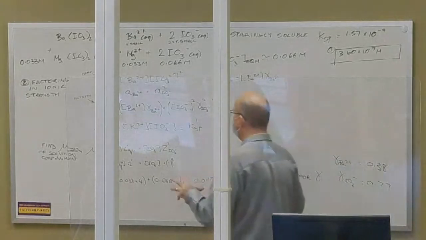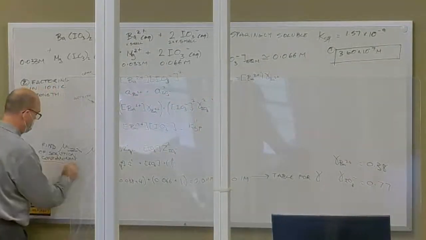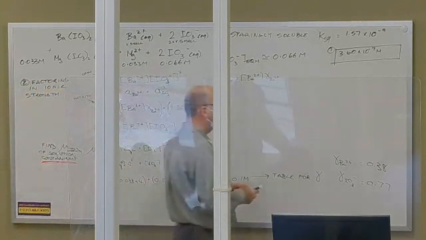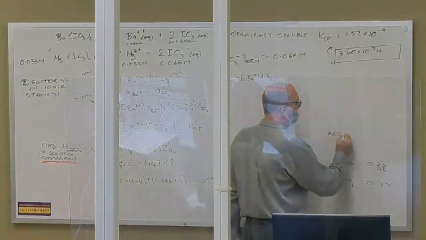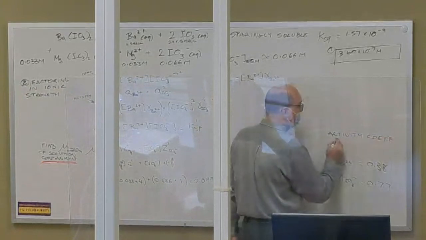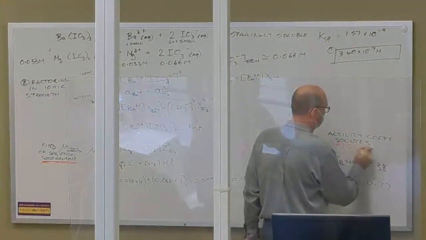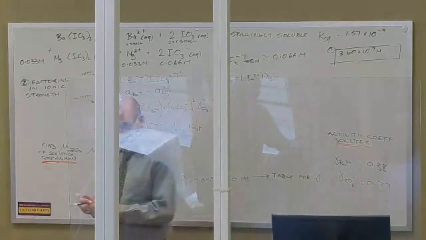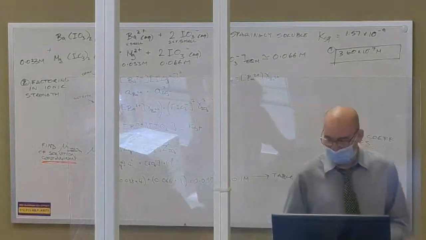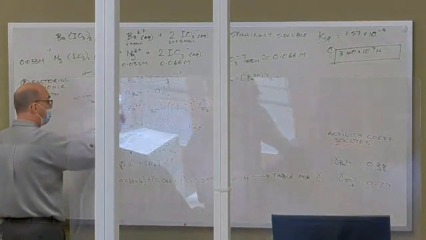So the ionic strength of the contaminant, right? We use the ionic strength of the contaminant to find the activity coefficients for the solutes. Use this for that. All right. I've got my activities. Activities can now go here.